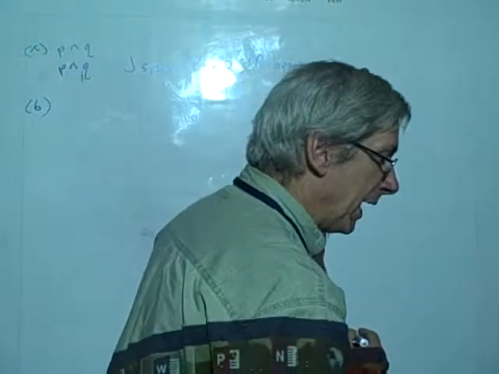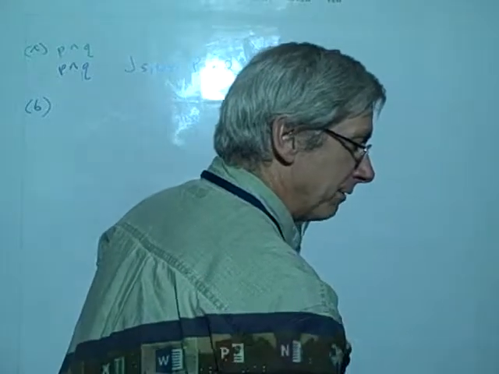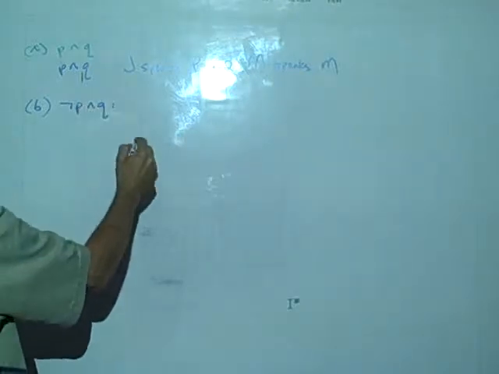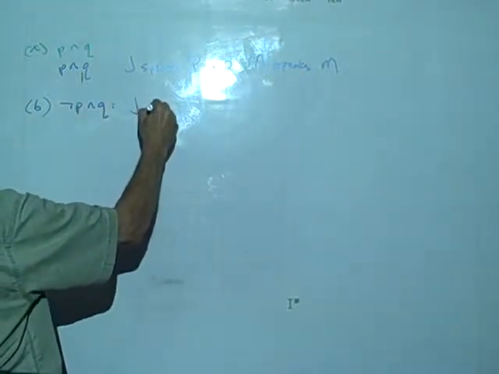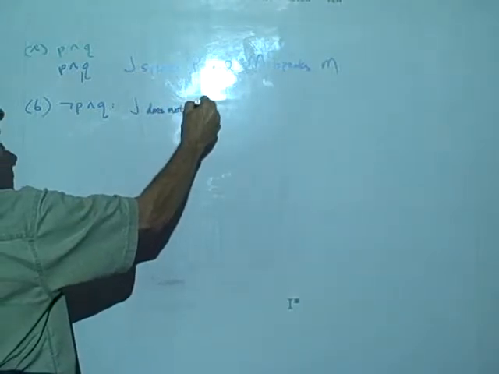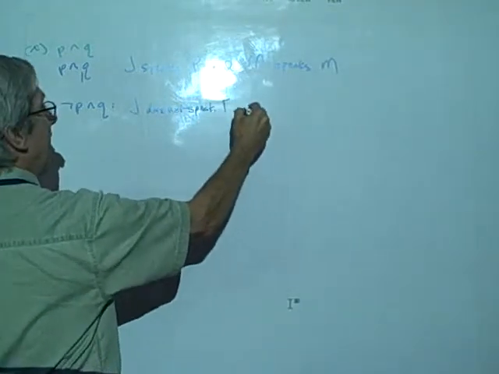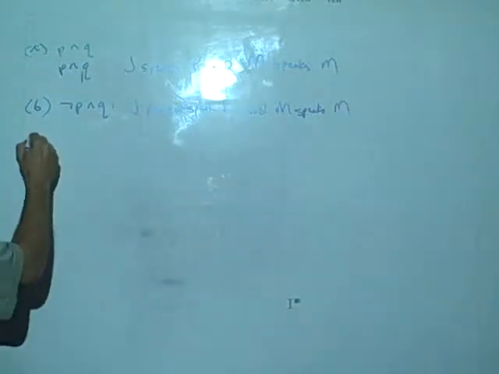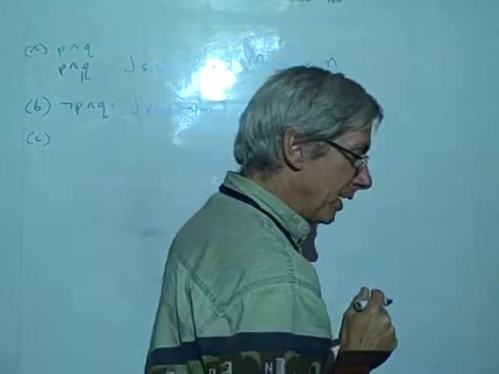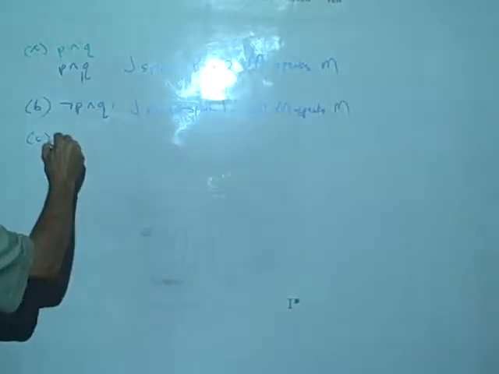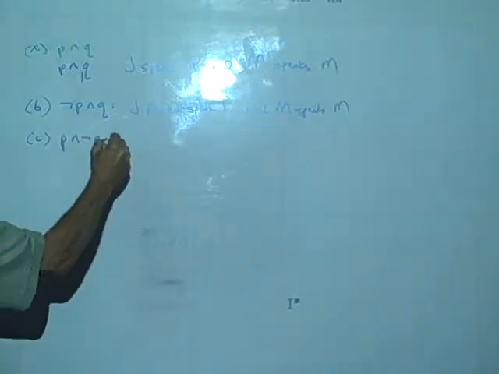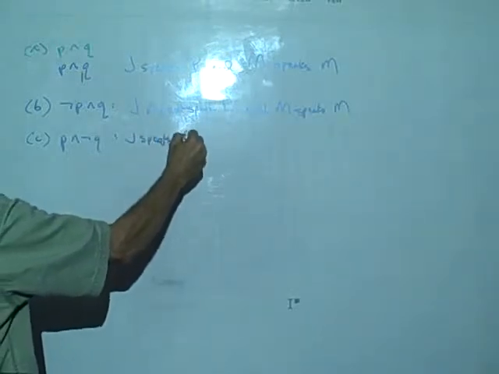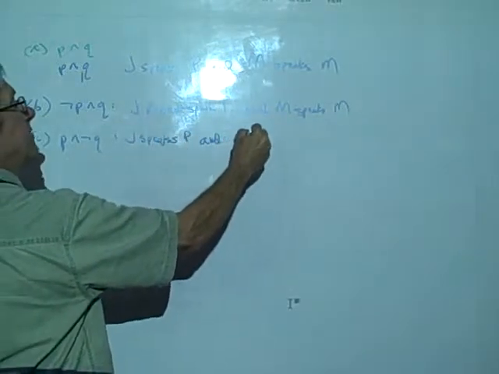B asked for the conjunction of the negation of P and Q. So we have not P and Q. Okay. Well, that means Jorge does not speak Portuguese and Mei-Ling speaks Malay. All right. What about C? C said it wanted P and not Q. P and not Q. All right, well that says Jorge speaks Portuguese and Mei-Ling does not speak Malay.